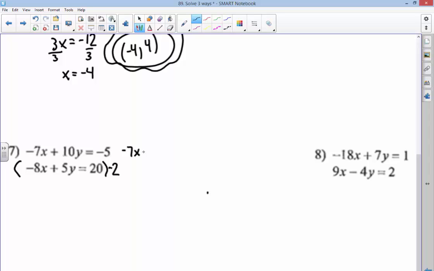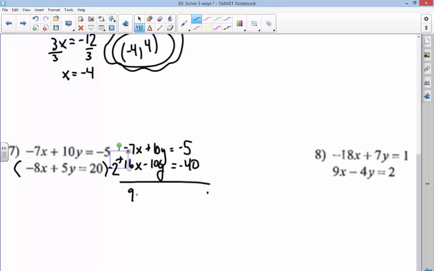So negative 7x plus 10y equals negative 5, just rewriting that equation. And then multiplying through by negative 2 so that we can add to eliminate. 16x minus 10y, or plus negative 10y, equals negative 40. And then we're going to add. Negative 7 and positive 16 is a positive 9. The y's eliminate. And negative 40 and negative 5 is negative 45. Then when you divide by 9, x is equal to negative 5.